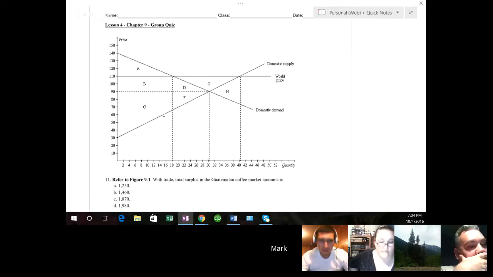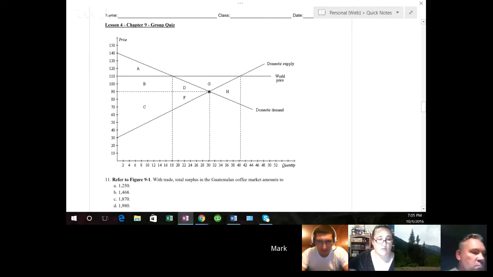Yeah. Okay, so with trade, total surplus in the Guatemalan coffee market amounts to, and I got C. I got C as well. Yeah, me too. Can you just point which ones are considered with trade? So this is the original point, and now everything shifts up to the world price.